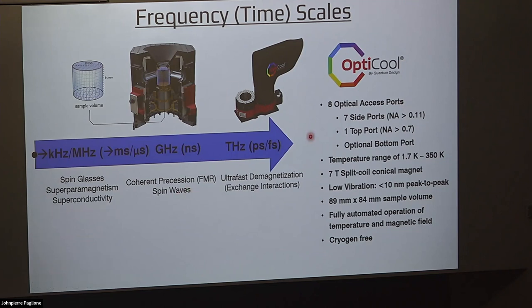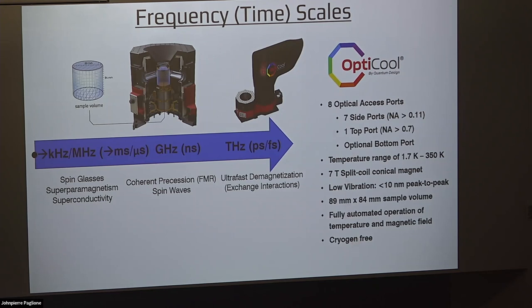All right, great. So again, 7 Tesla split coil conical magnet, you can kind of see here, and just a lot of space to work in. The nominal sample volume is now 89 millimeters by 84 millimeters. You get fully automated operation of the temperature and field like you'd get in a PPMS. And it's cryogen free. It actually uses a very similar cooling mechanism as the Dynacool, hence the name OptiCool. It's different, but also very similar.